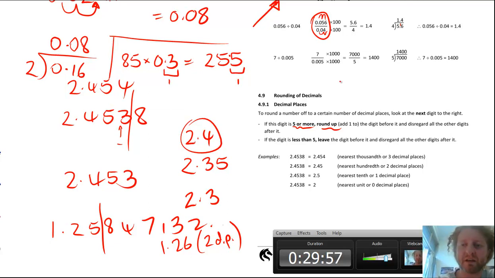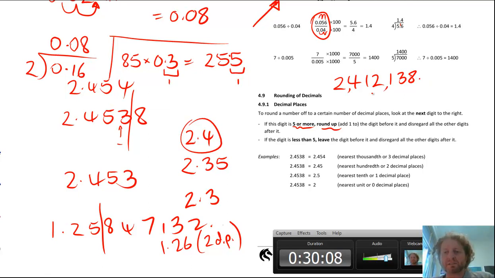If someone asks me to round this number, hey look, this bank made a profit of $2,412,138, the best I can do to that is round it to 0 decimal places, which it already is. It's got no decimal places. So if I want to round that number, if we don't really care about the $138 the bank made, we need to be able to round bigger numbers, okay, whole numbers, and that's what the next page is for.